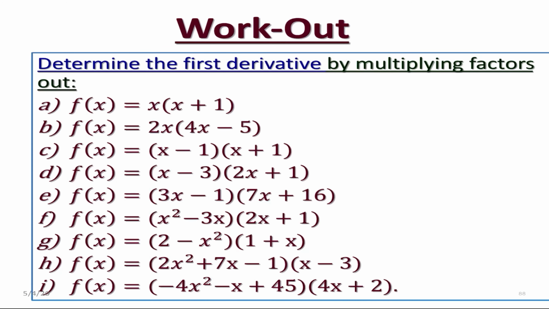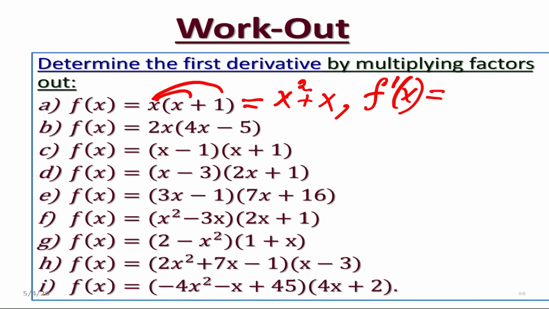Alright, let's have a look at how to find the derivative if you are given two factors being multiplied, two functions being multiplied together. First of all, you want to distribute, you want to FOIL everything out, and for letter A it becomes x squared plus x, and the derivative of this is going to be just 2x plus 1 by the power rule.